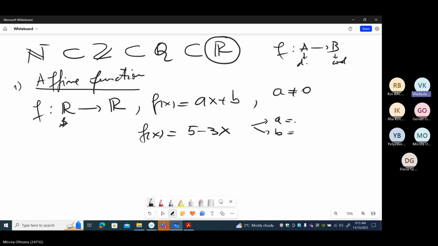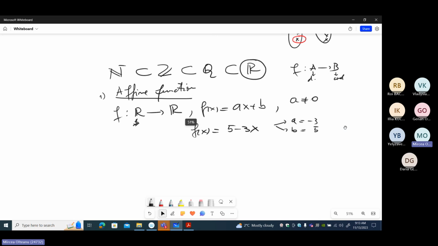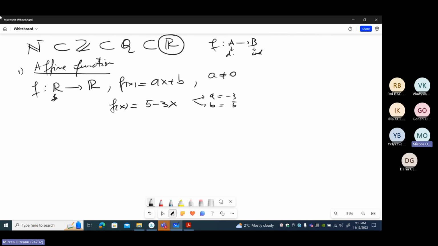A is minus 3 and b is 5. Okay, very well. So what do we mean by study a function? There are several things which are important. For example, the first is to study the equation f of x equals 0.